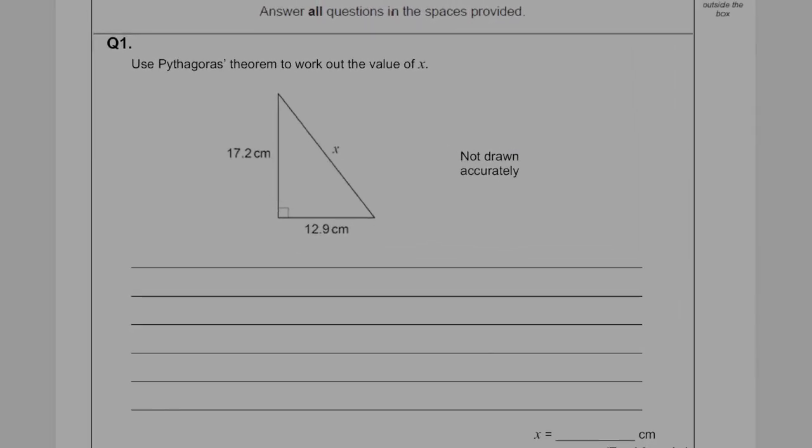So question 1, use Pythagoras' theorem to work out the value of x. So I'm going to jump straight to saying that x is going to be equal to the square root of the two sides squared and added together. So 17.2 squared plus 12.9 squared.